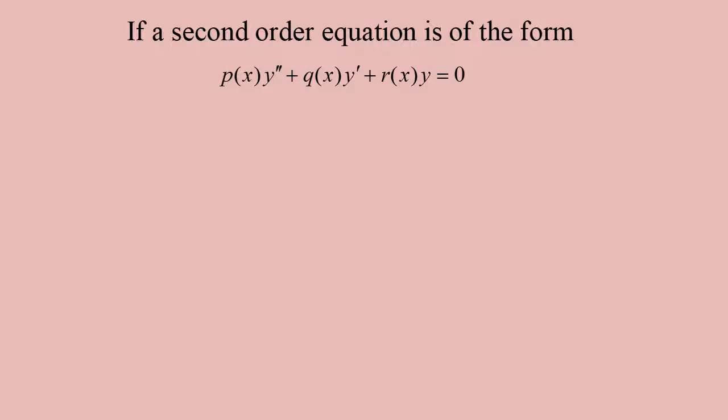Now, for the purposes of talking about second order equations, we're going to call the coefficient of the second derivative p, the coefficient of the first derivative q, and the coefficient of the function r. And we're saying each of these can be a function of x. So we could have all sorts of things, as long as each of these coefficients is a function of x.